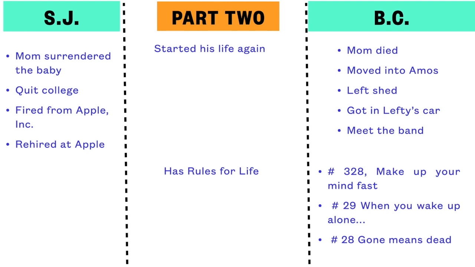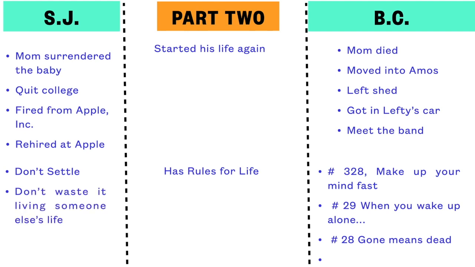But those aren't the same rules Steve has. In Steve's life, when his biological mother was gone, that doesn't mean she was dead. But for Bud, gone means dead. So sometimes the rules are different. Steve's rules for life were: don't settle. Don't waste your life living someone else's life. Change the direction of your life. Start your life again to make it yours. Have courage and stay foolish.